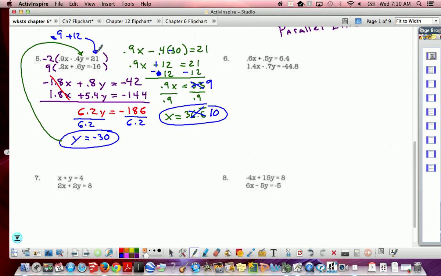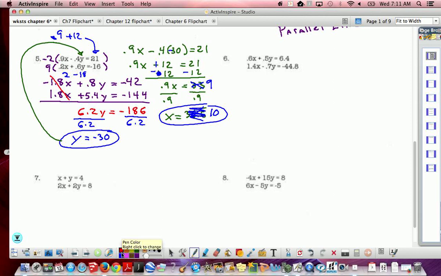Check the last one. 10 times 0.2 is 2. Negative 30 times 0.6 is negative 18. 2 minus 18 is negative 16. Ooh, good catch, Mr. Bartz. That's why checking, see how I made just a little sign mistake, can make the biggest difference in the world. But see how checking helps you make sure you got the right answer.